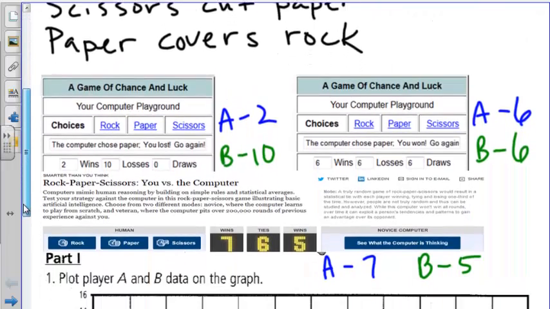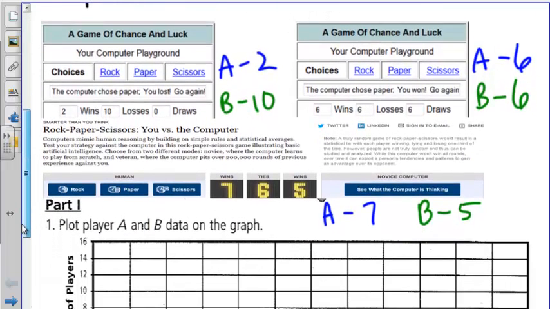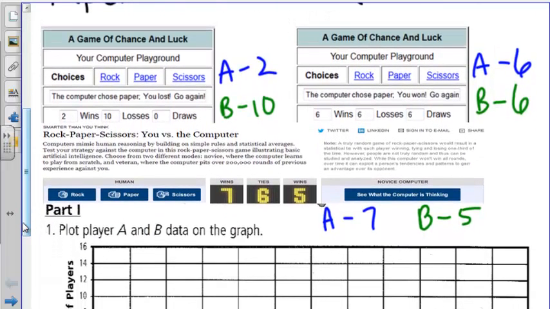I played the computer 3 times to show you what your graph will look like. In the first game, player A won twice, player B won 10 times, no ties. We got through 12 rounds. The second time I played, player A won 6 times, player B won 6 times.